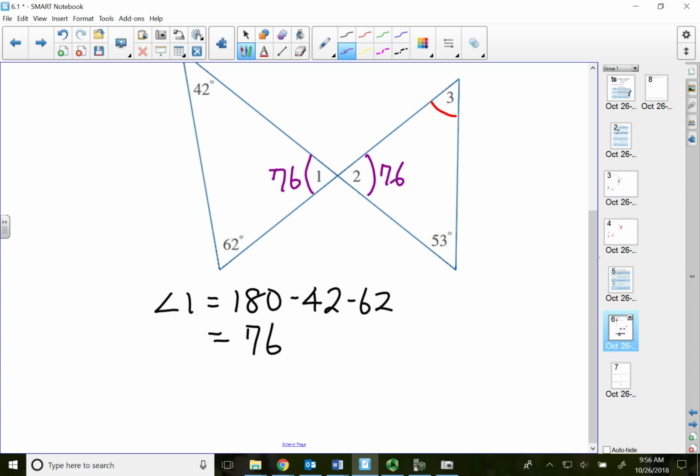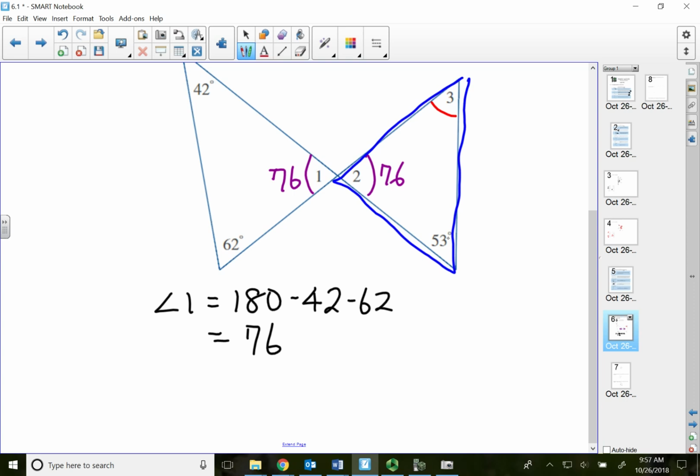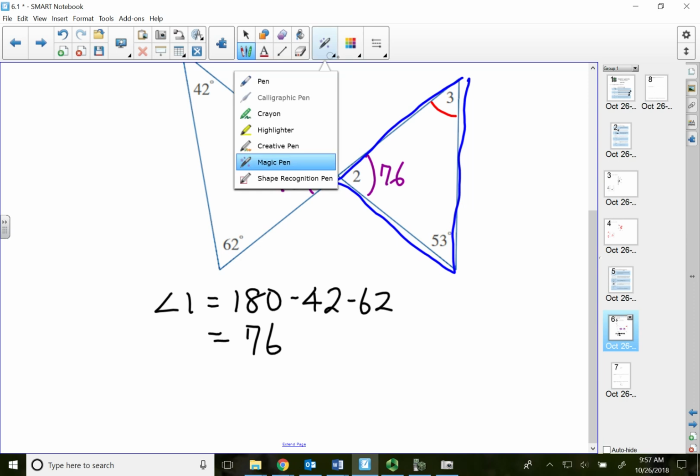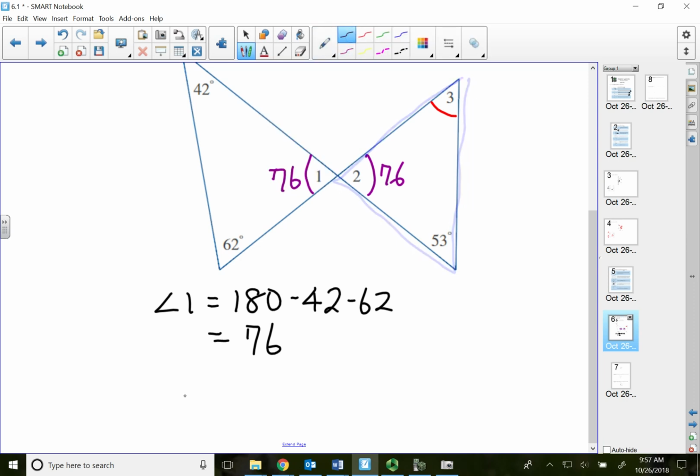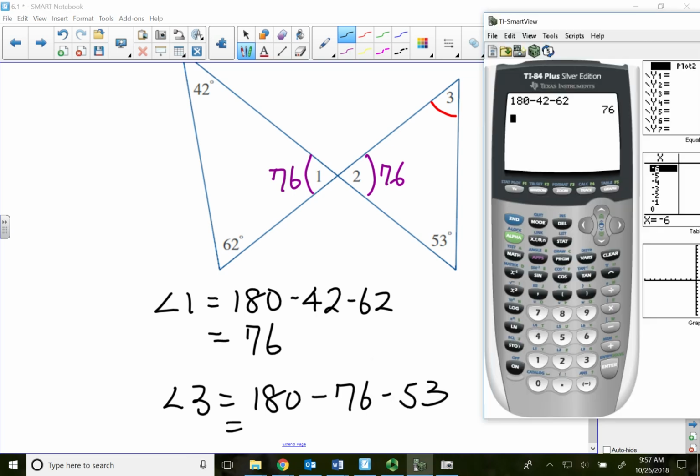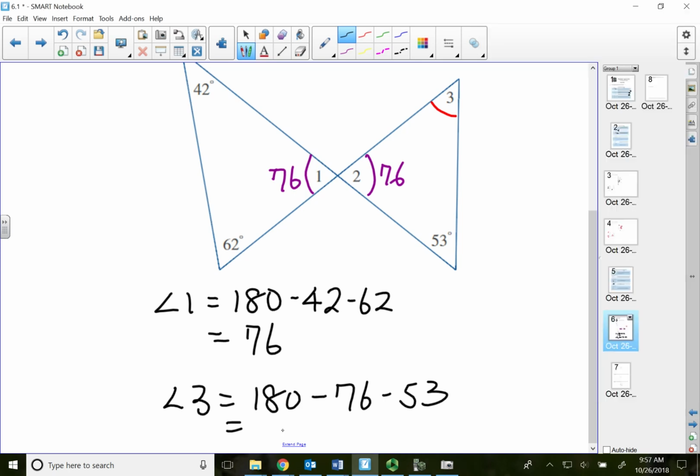All right, now angle 2 is inside this triangle. I know two of the angles out of the three, so I can take 180 minus 76 minus 53 to help me find angle 3. So angle 3 is going to be 180 minus 76 minus 53. That will be 51 degrees. So angle 3 will be 51 degrees.